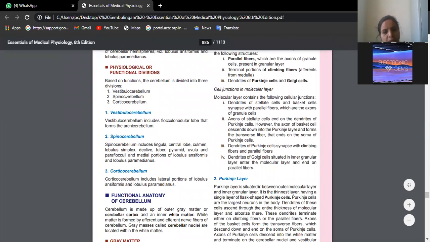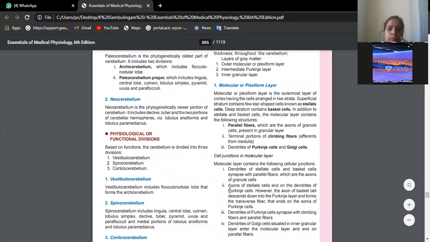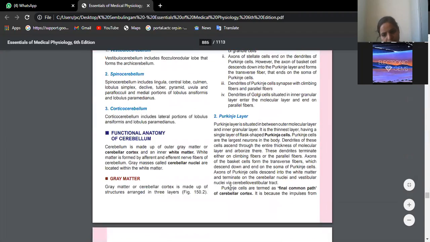Then the physiological and functional subdivisions, you give this. Whatever colors are given there, under that, what parts are included in the vestibulocerebellum, spinocerebellum, and corticocerebellum. Now, functional anatomy is nothing but histology.